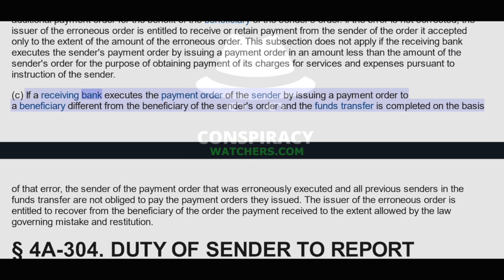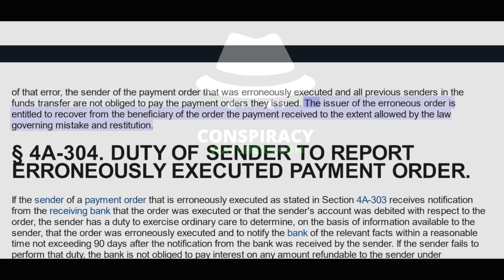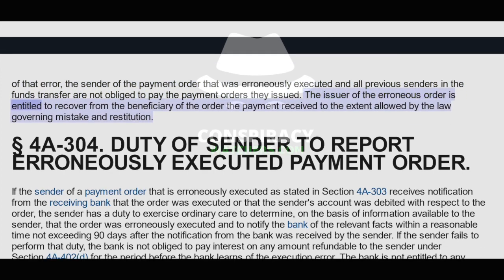If a receiving bank executes the payment order of the sender by issuing a payment order to a beneficiary different from the beneficiary of the sender's order and the funds transfer is completed on the basis of that error, the sender of the payment order that was erroneously executed and all previous senders in the funds transfer are not obliged to pay the payment orders they issued. The issuer of the erroneous order is entitled to recover from the beneficiary of the order the payment received to the extent allowed by the law governing mistake and restitution.